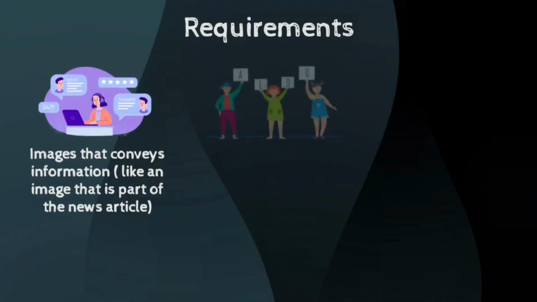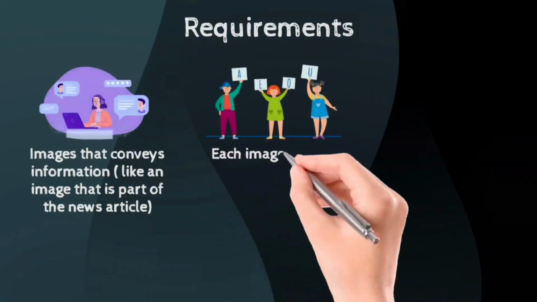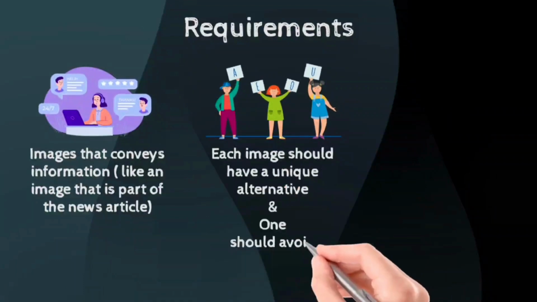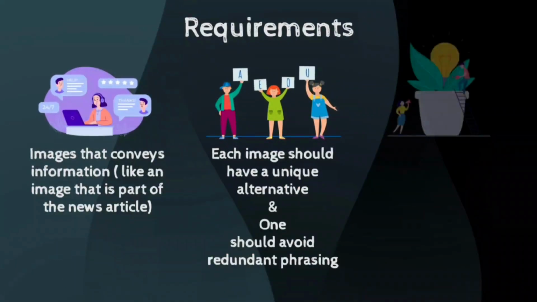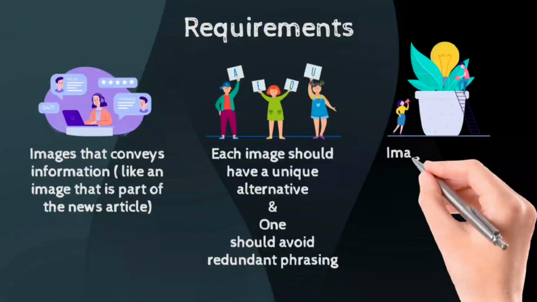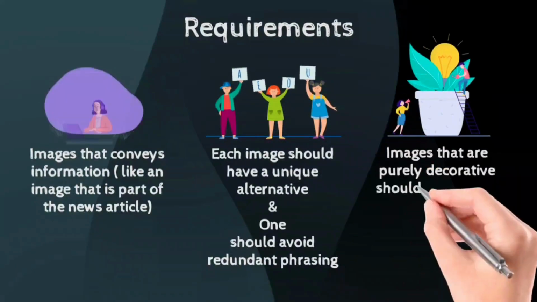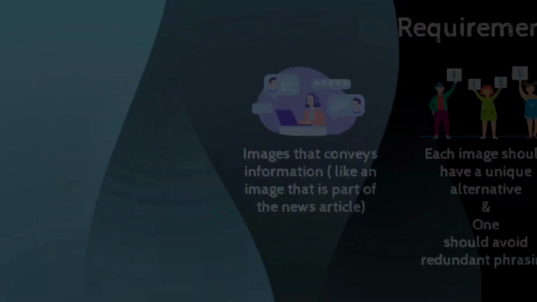Each should have a unique alternative to distinguish them from each other, and one should avoid redundant phrasing. Images that are purely decorative, meaning that they do not convey any information, should be explicitly silenced in code so that they are not read out by screen readers.